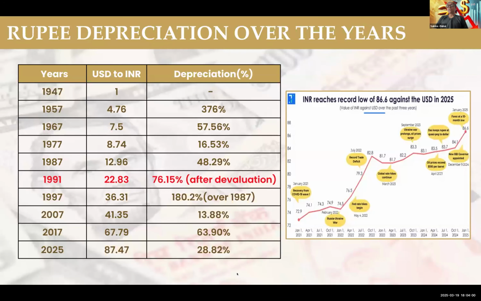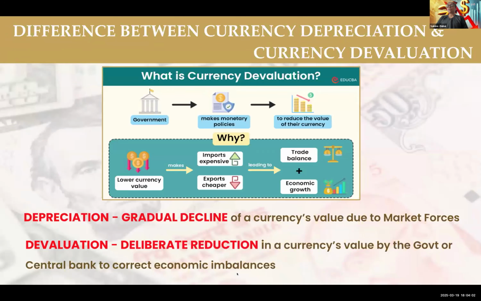As we know, depreciation is a gradual decline in the value of a currency due to market forces, whereas devaluation is a deliberate reduction in a currency's value by the governing authorities. In 1991, the Indian rupee was devalued by the government due to a severe balance of payment crisis. The crisis and the subsequent reforms marked a pivotal moment in India's economic history. Over to Ranjana, who will speak about rupee depreciation in recent times.